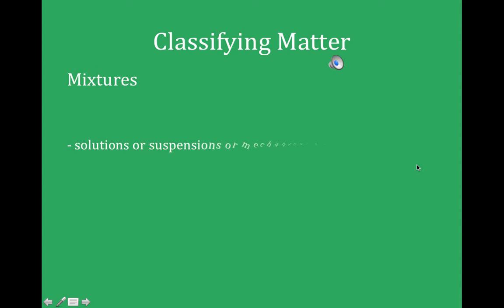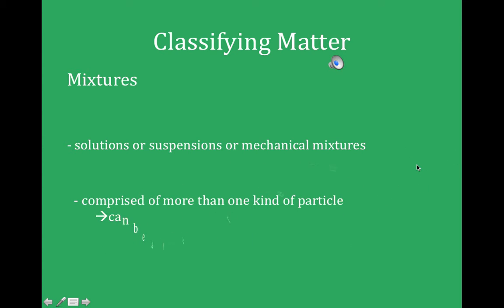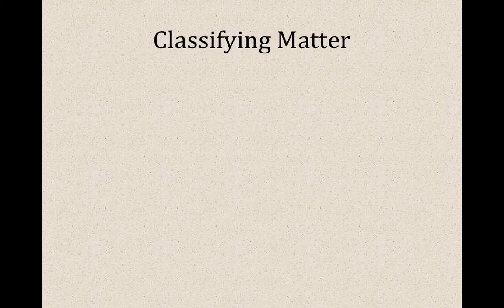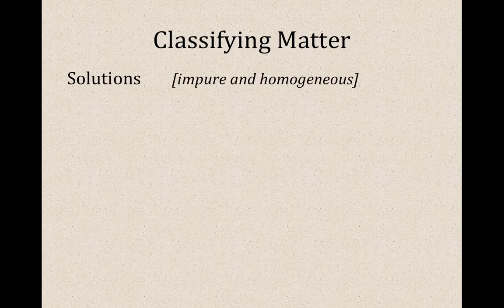Now we look at mixtures. And so we know these are 3 mixtures. And they're made of more than one kind of particle. They're made of more than one kind of material. But the nice thing is we can change them by physical changes. And so often they are easier to separate than compounds. So if it's a mixture, automatically it's impure.